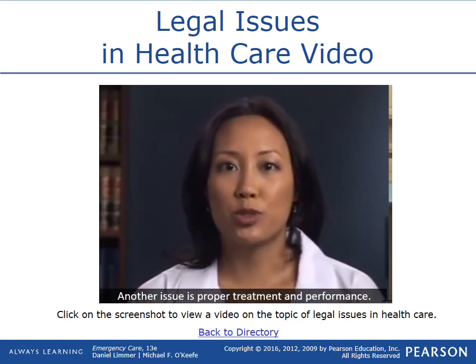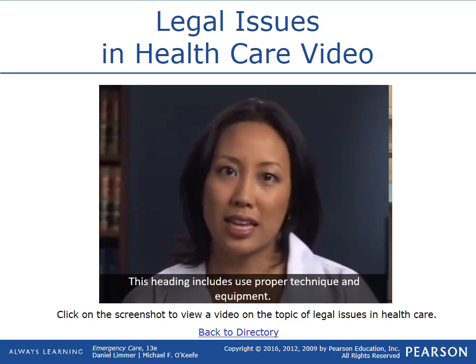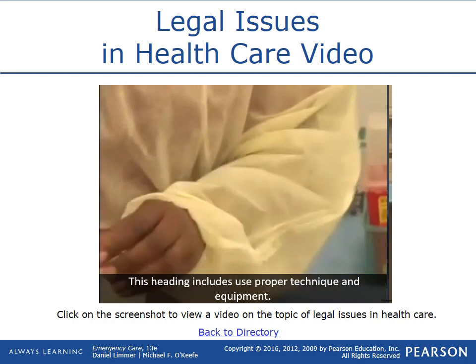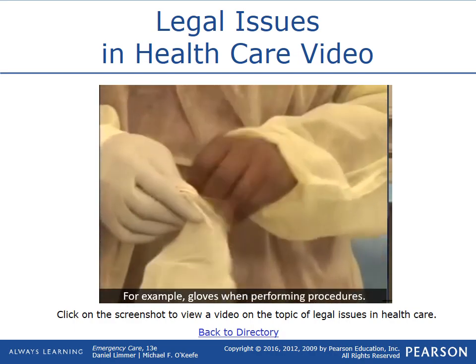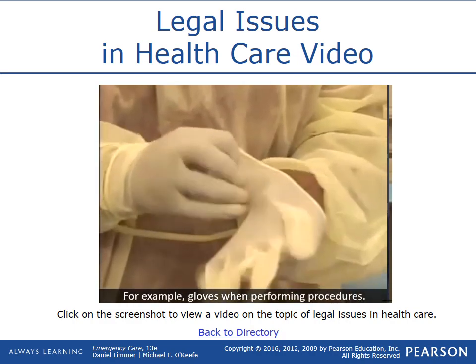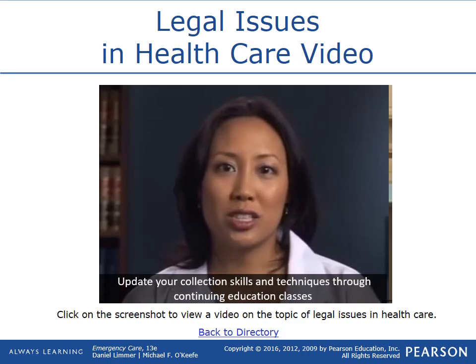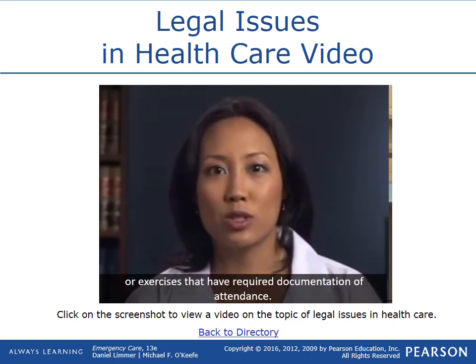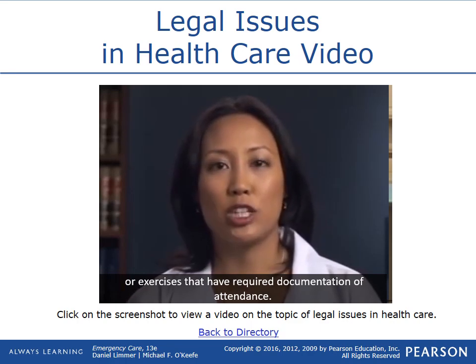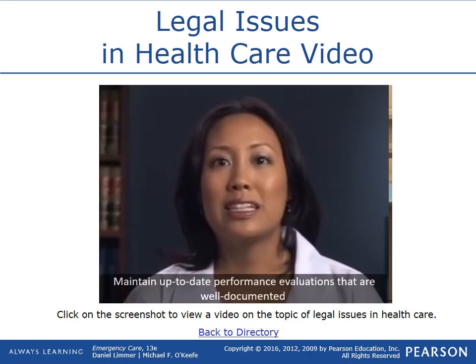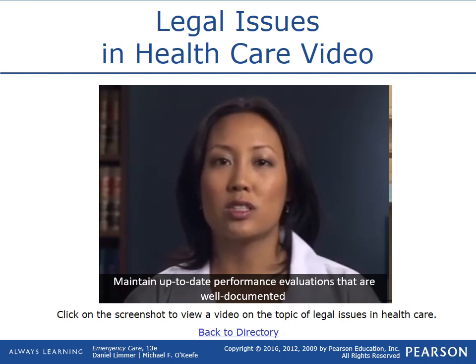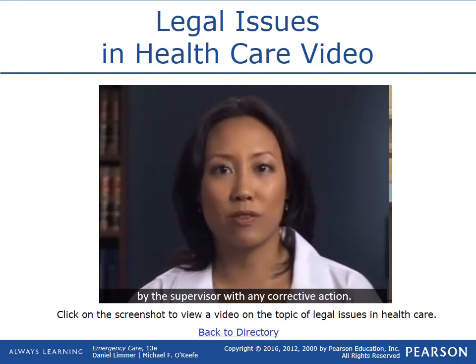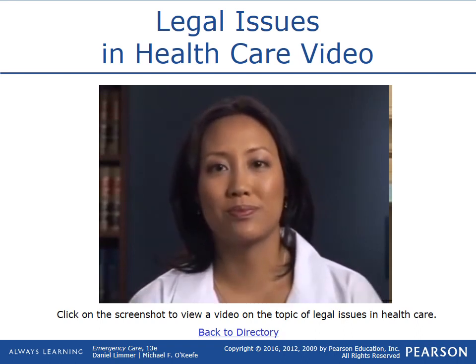Another issue is proper treatment and performance. This heading includes use proper technique and equipment, for example, gloves, when performing procedures. Update your collection skills and techniques through continuing education classes or exercises that have required documentation of attendance. Maintain up-to-date performance evaluations that are well documented by the supervisor with any corrective action.